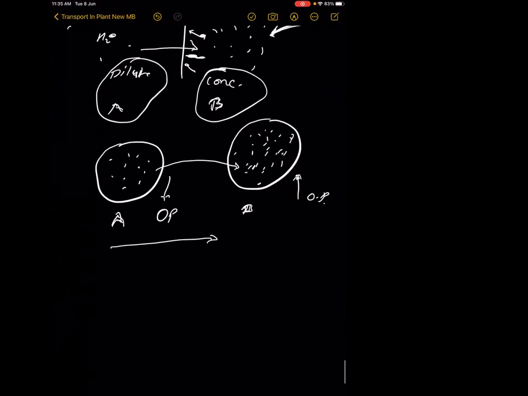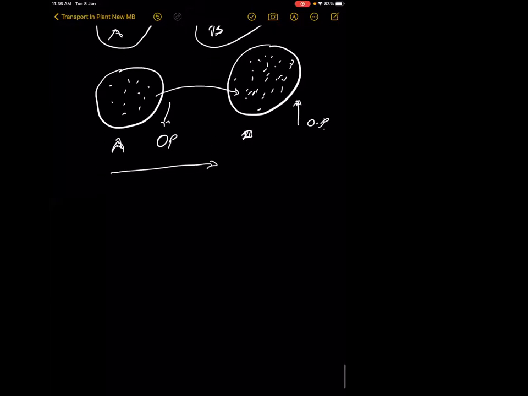Fine. So here osmotic pressure is different. It has been reported in different plants. The osmotic pressure is maximum in halophytes. Are you aware of these terms?